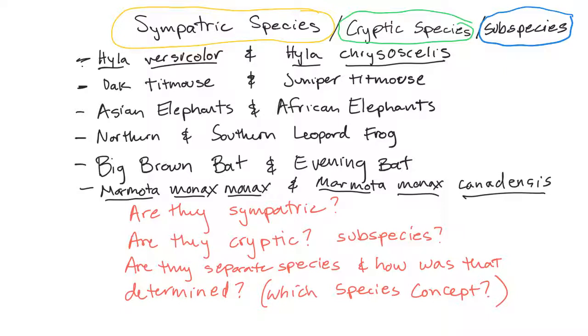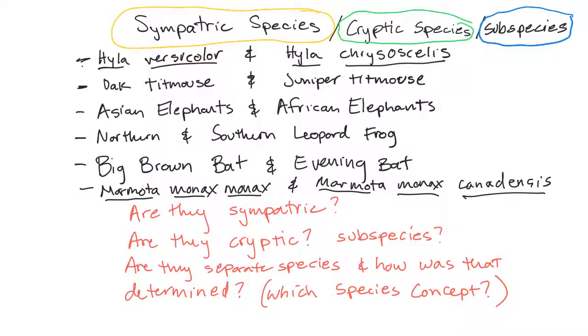Northern and southern leopard frog. Okay, are they sympatric? No. Okay, do they form hybrids? I don't think so, no. Okay. So are they subspecies or species? They're different species. Yeah, but they look the same, but they're from different areas, so they'd be cryptic. Okay, good. So kind of like the elephants, but frogs.